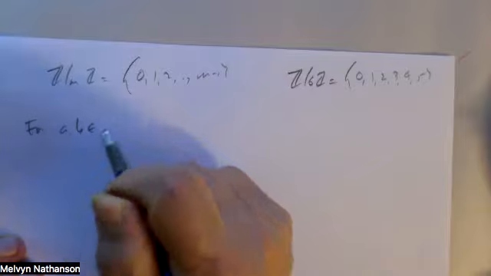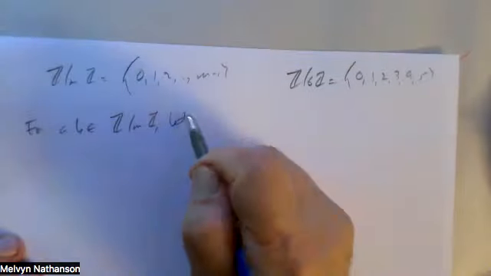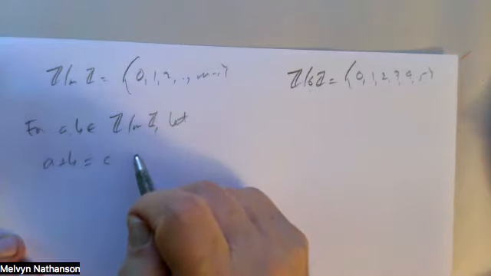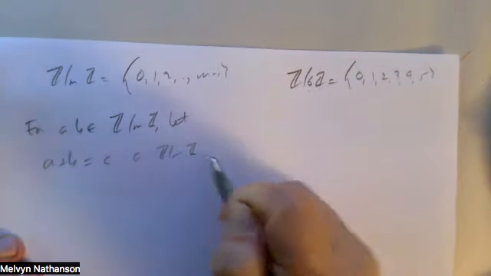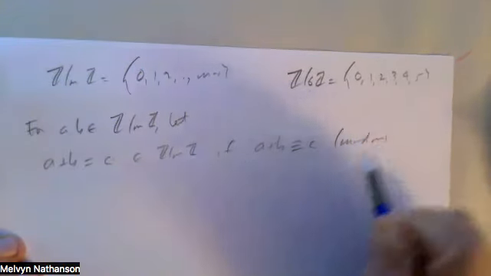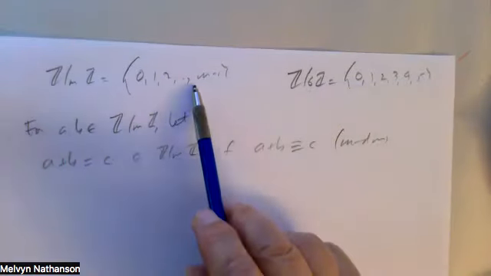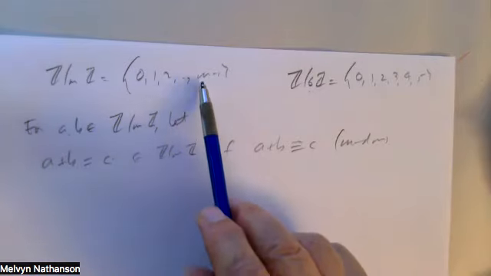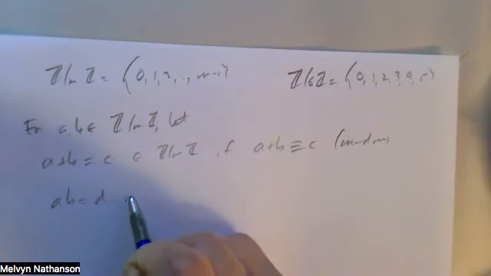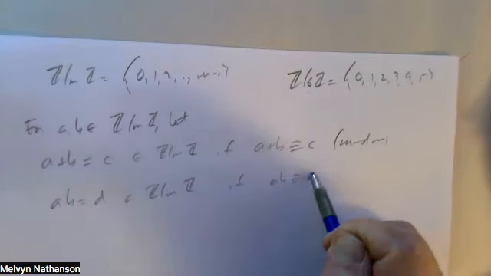And for A and B in Z mod MZ, we define A plus B to be equal to C in Z mod MZ if A plus B is congruent to C mod M. Every number is congruent to a unique integer in this set. So given any two numbers in this set, add them and see what it's congruent to mod M for a number in this set. And A times B equals D in Z mod MZ if AB is congruent to D mod M.